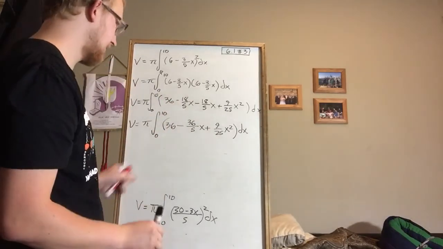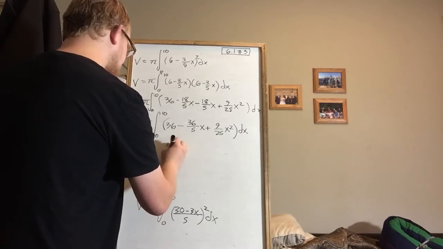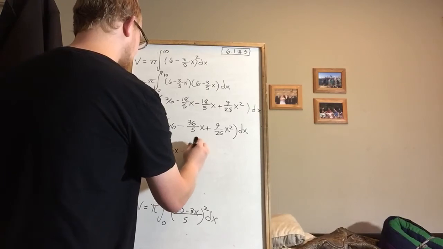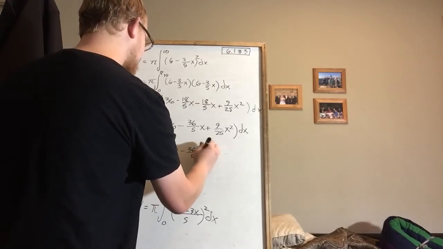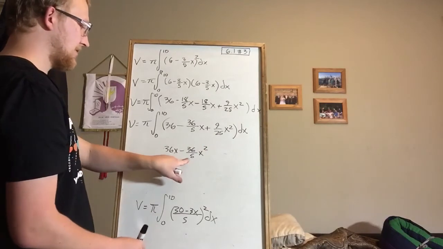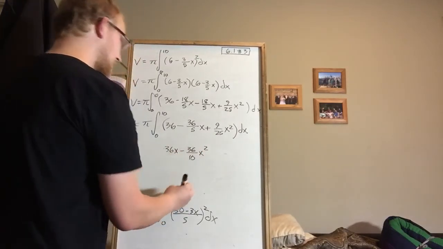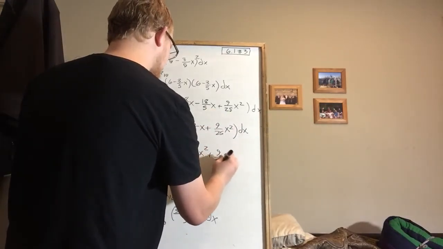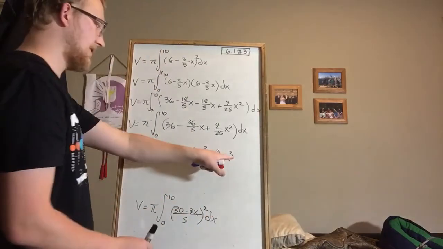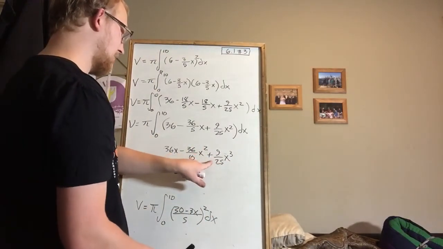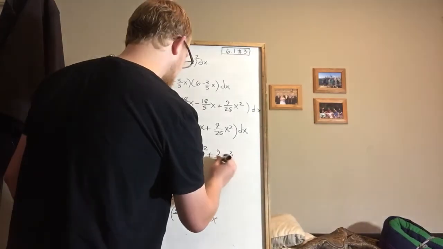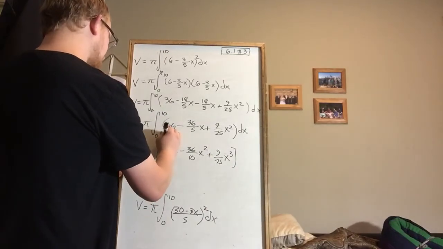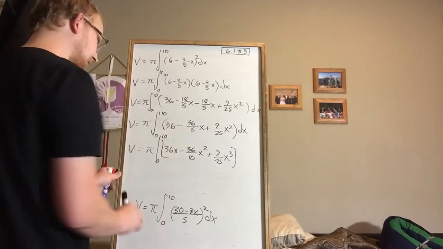Pretty soon, the next step, we'll be able to use the power rule in reverse to find our antiderivative. So the antiderivative of 36 is 36x. The antiderivative of 36/5 x is 36/5 x squared divided by 2. Now 2 times 5 is 10. And then over here, 9/25 x squared would be 9/25 x cubed divided by 3. Well, 3 divided into this will multiply 25 by 3, which gives us 75. So there's our antiderivative. Now we're going to evaluate it from 0 to 10, multiply it by pi to find our volume.